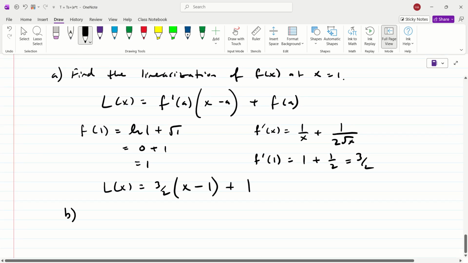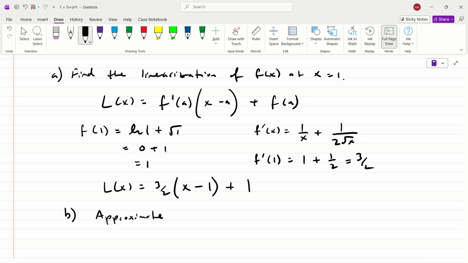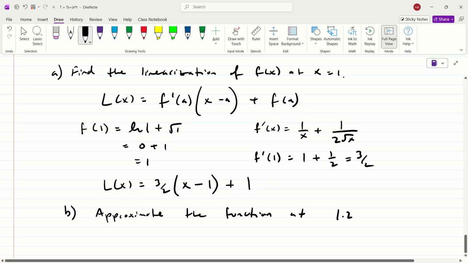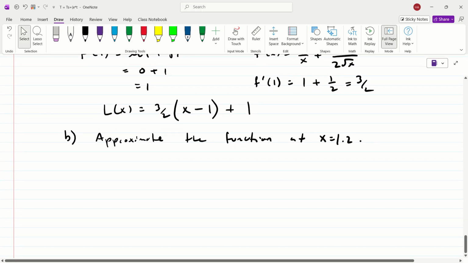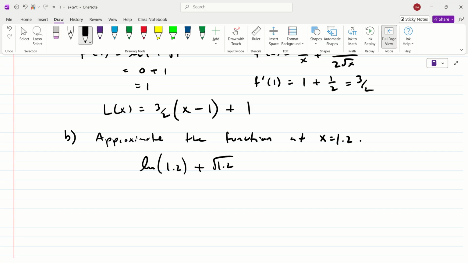Let's use this to approximate the function at 1.2, at x equal to 1.2. So in other words, you're trying to come up with an approximation for natural log of 1.2 plus the square root of 1.2. And we're going to do this with our linearization.